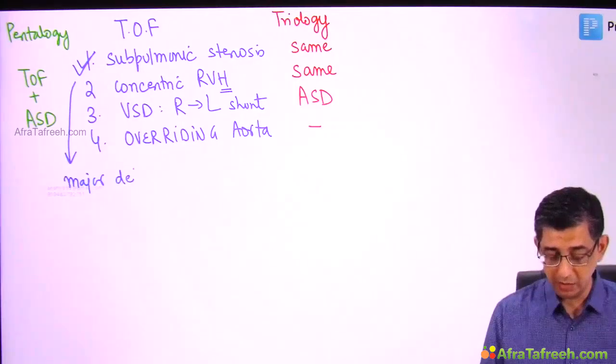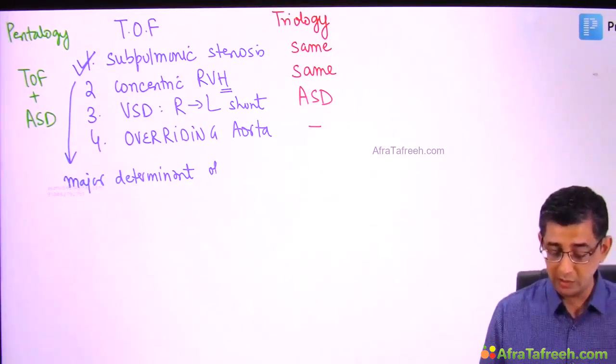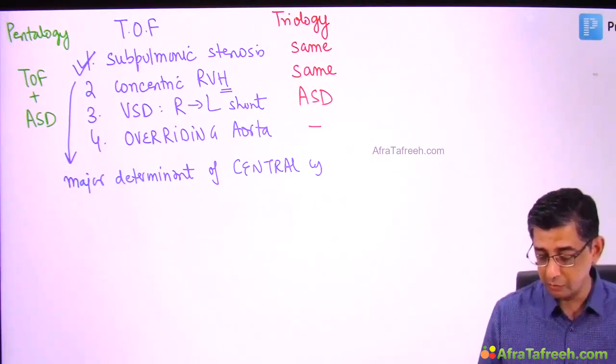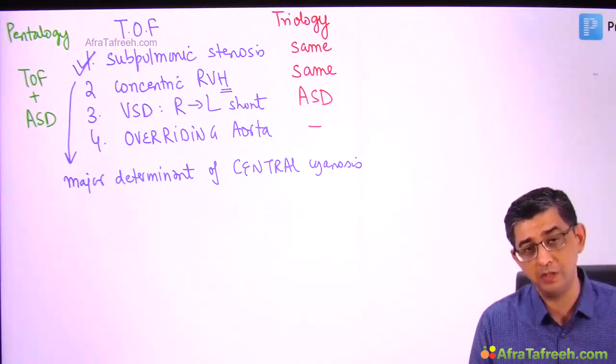The major determinant is less blood supply to the lungs, because after all, you see, blood has to go into the lungs to get oxygenated. If the blood supply is critically reduced, that is why this child is having cyanosis of the central variety. His lips will also be blue, fingertips will also be blue, and even if you give 100% oxygen, the child is definitely going to remain the same.